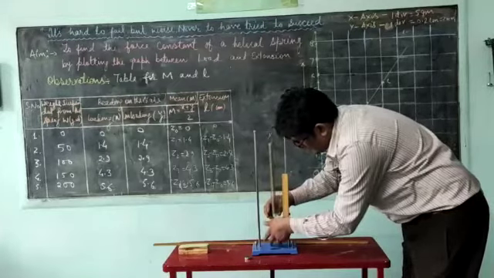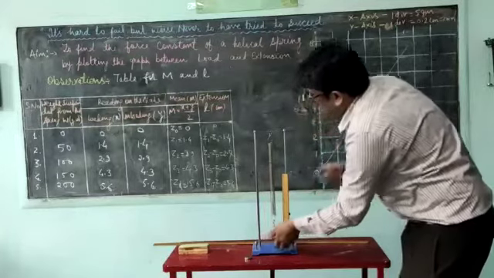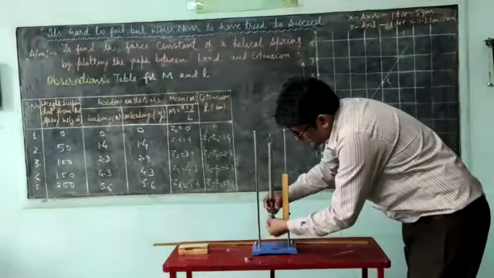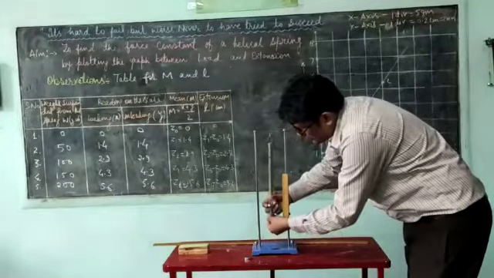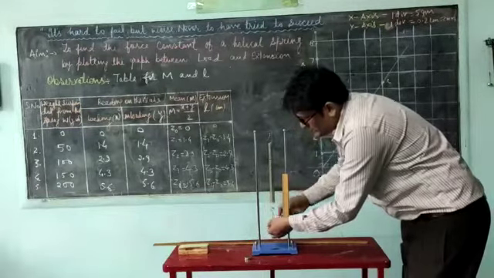Okay, then it displays at 5.6. Then I have written the reading over there. This is in centimeter. Then we reduce all the weightage one by one. You can see on the screen.